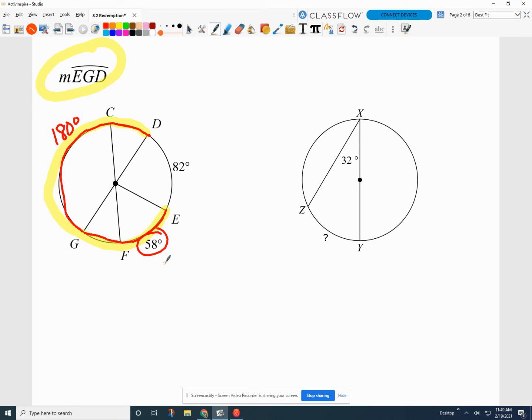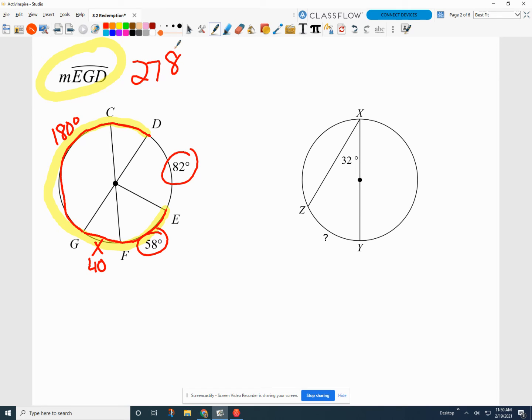So let's see if I can find just this little wedge right there. So I've got 180 degrees from D to G around the outside. If I subtract off 82 and 58, I know that this arc out here is 40 degrees. So to find the highlighted piece, EGD, I'm going to add up 180 and 40 and 58. So this arc is 278 degrees.